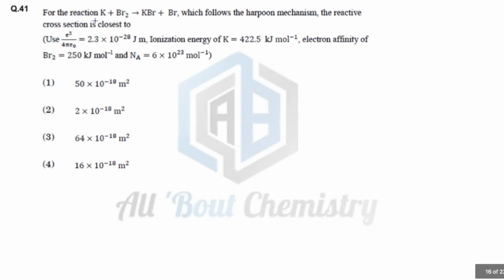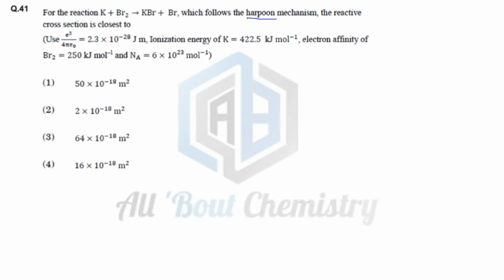Okay, let's move on to the next question. The next question says that the reaction is given to you, that is K, potassium, is reacting with bromine, and it's giving you KBr plus Br, which follows the harpoon mechanism. Okay, so it's following the harpoon mechanism. The reactive cross section is closest to, so you have to tell what the reactive cross section will be equal to. Now we have to discuss a few things. First of all, the harpoon mechanism, and the next thing which is being asked.